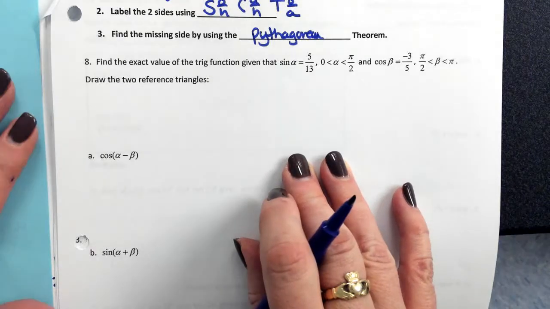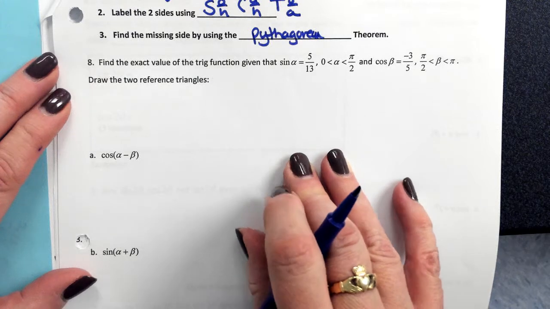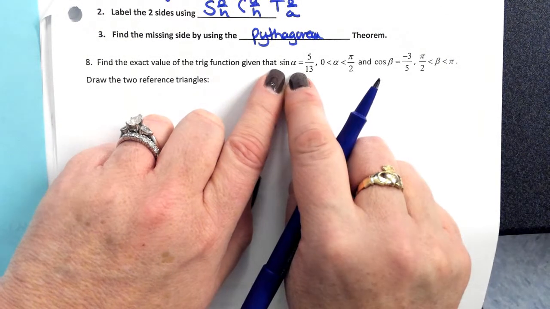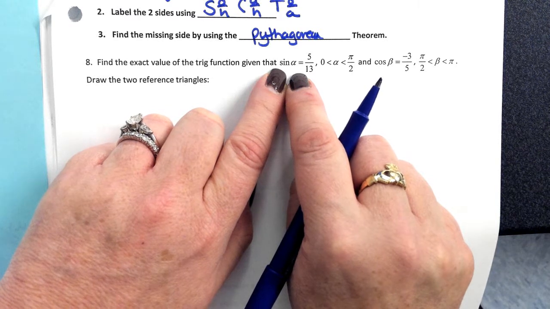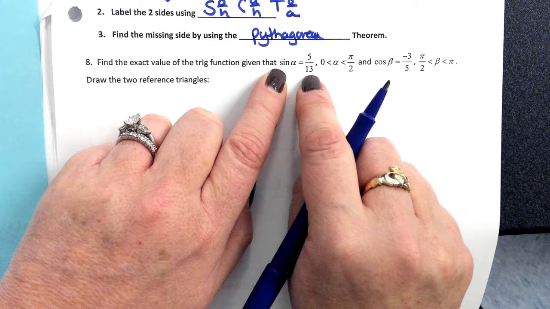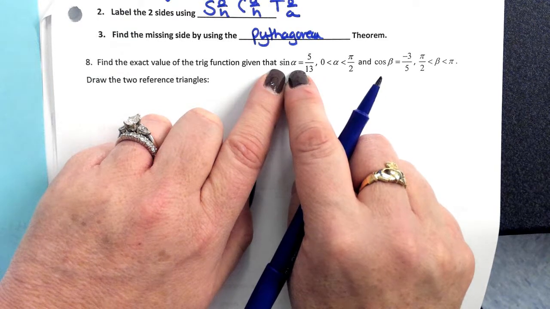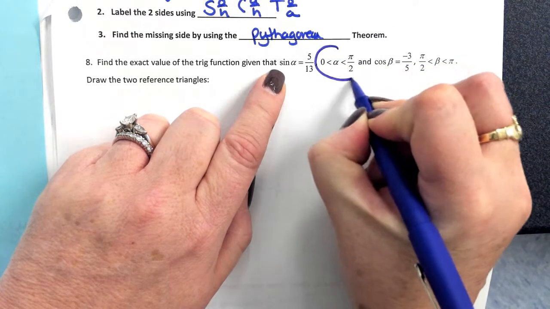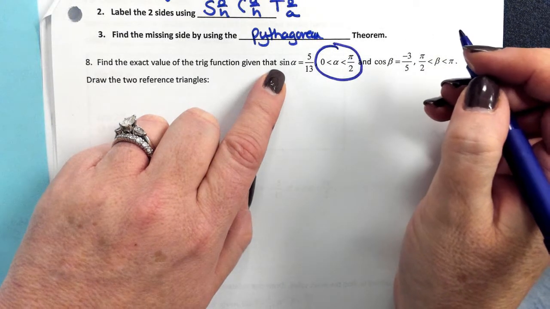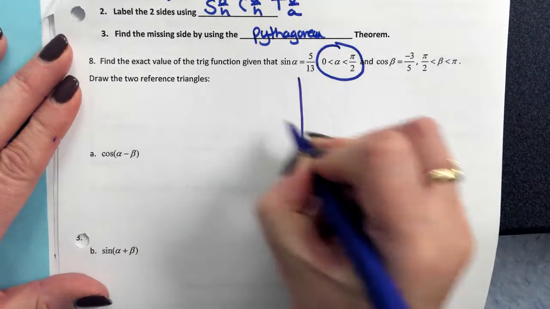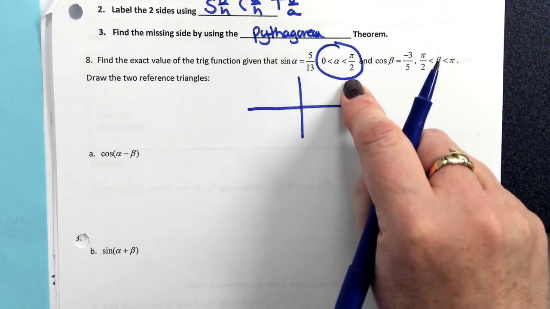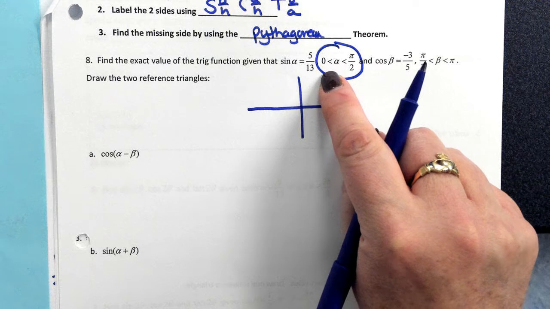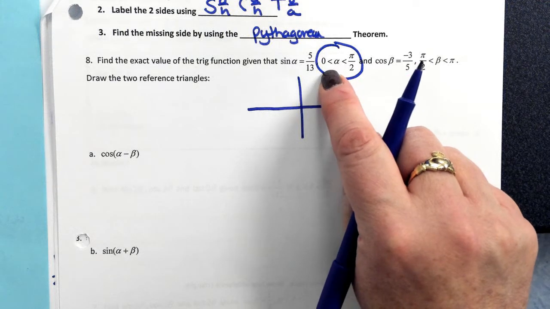So, ladies and gentlemen, this is what it's going to look like when you have sum and difference problems involving triangles. They're going to give you something about the sine of alpha or cosine or tangent. So they're telling you that the sine of alpha is 5 over 13. Remember, alpha is an angle. This inequality gives you the location of the angle. So you want to draw a triangle for this one angle. Now the question is location, location, location. This inequality is saying that this angle is going to be between 0 and pi over 2.